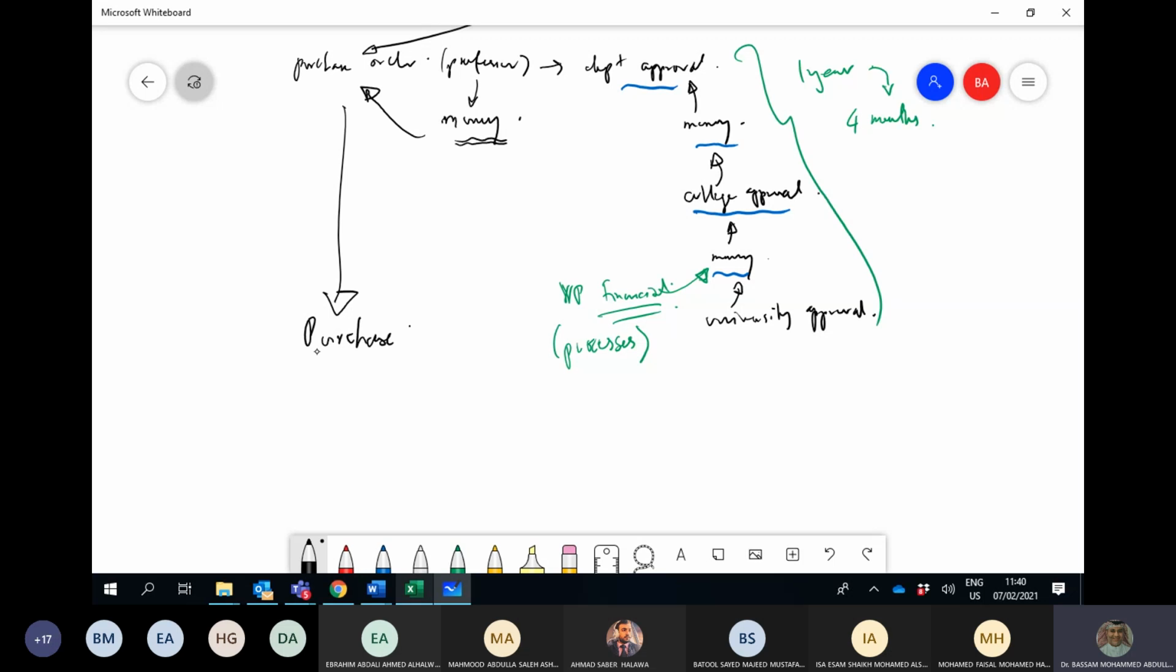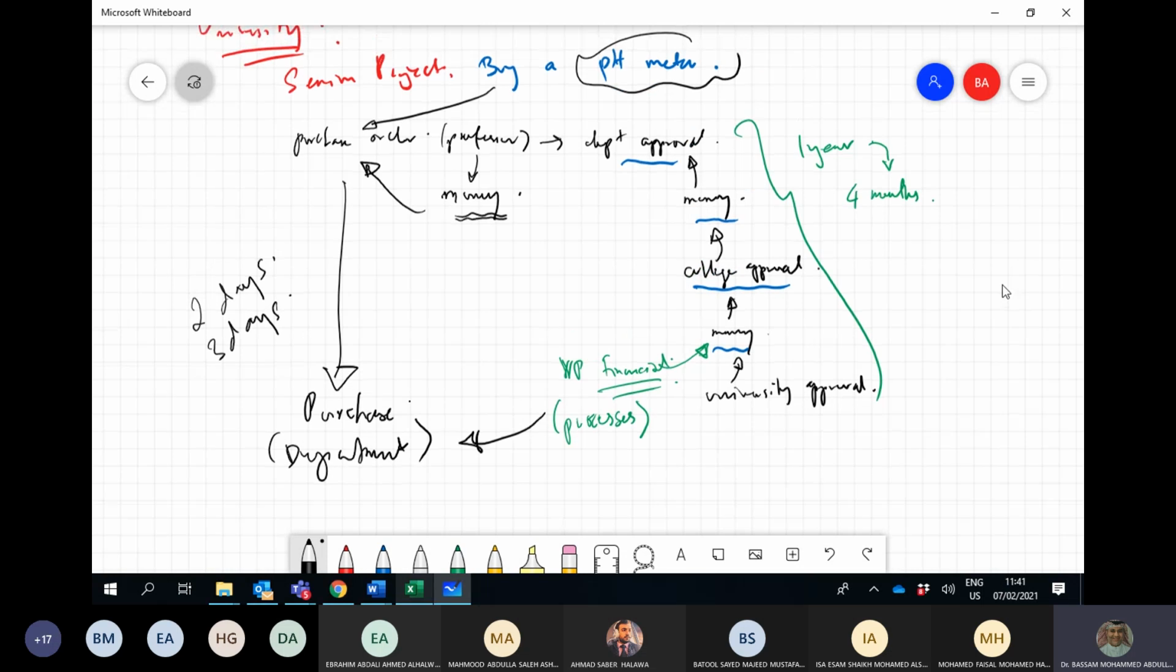Purchase means there's a department responsible for purchasing. Usually the VP, when he agrees, sends it to the purchase department to buy. So you see this whole process had been solved by giving this amount of money to the professor, so that he can decide to purchase, and it goes directly to the purchase, which may take approximately 2 days, 3 days. Imagine the difference, from 1 year to 4 months to 2 to 3 days.